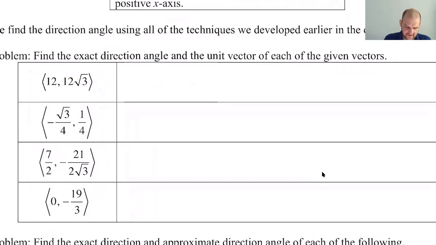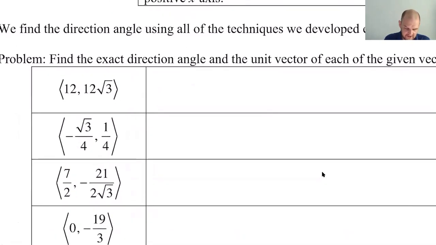So here, find the exact direction angle and the unit vector. I think it makes sense to find the unit vector first, because if I know the unit vector and if I recognize it as a unit circle point, I'm basically done. So I'm going to try to do that. Here, I look at this and I see radical 3, right? Radical 3 over 2 is definitely on the unit circle. What would I need to do to make a radical 3 over 2? I'd have to divide by 24. Can't just divide by 24.